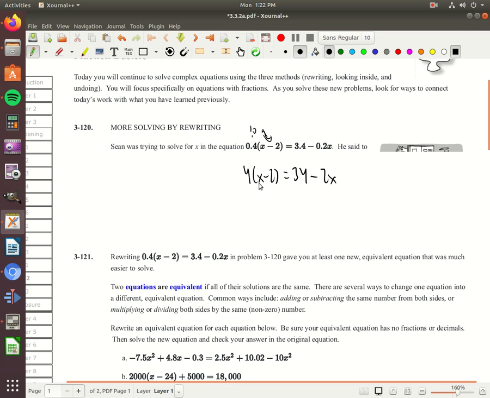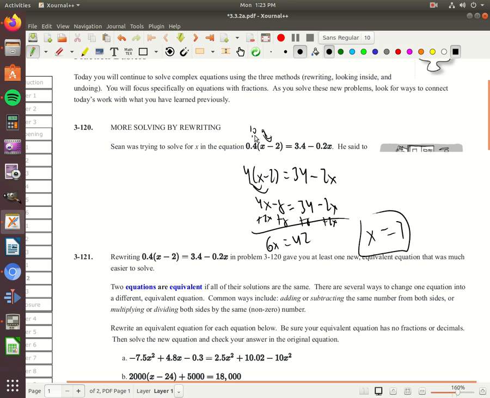So if you want to talk to me in class or reach out via email or whatever you want to do, if you're still confused by this, we could talk about it more. So I will get 4x minus 8 is equal to 34 minus 2x. I'll add 8 to each side. I'll add 2x to each side, and I will get 6x equals 42, x equals 7.